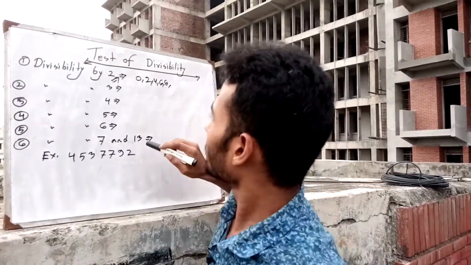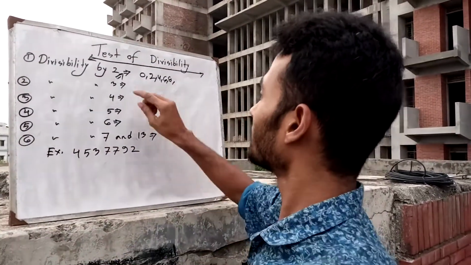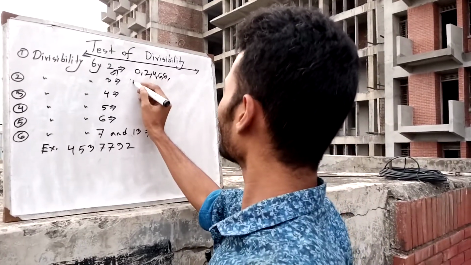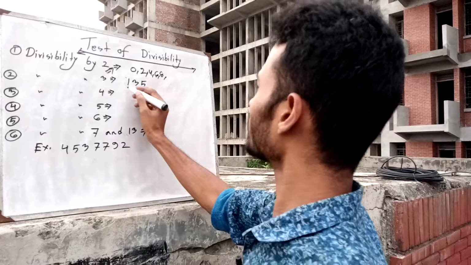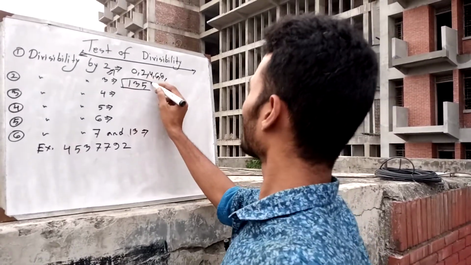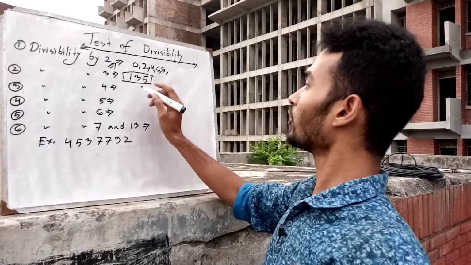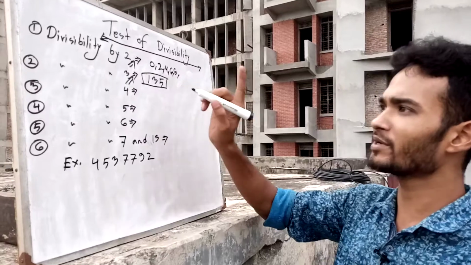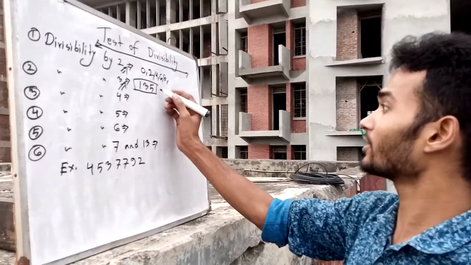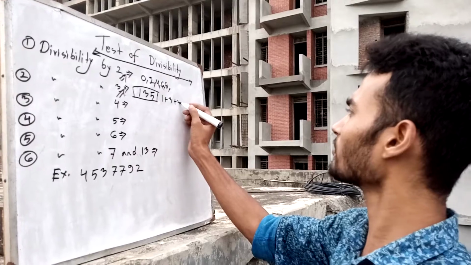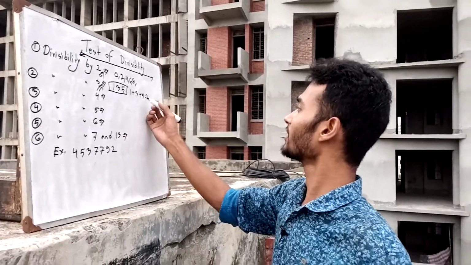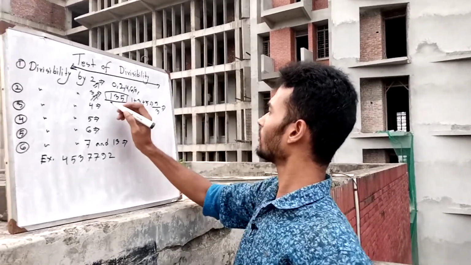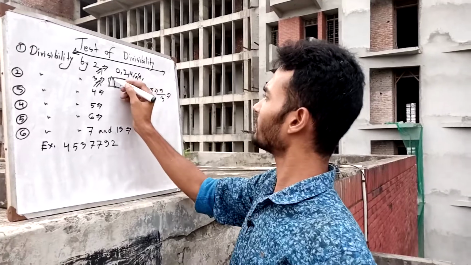Now, for the number which is divisible by 3 or not. Considering a number like 135. 135 is our number. When the sum of all the digits can be divided by 3, the number is called divisible by 3. Divisibility of 3: 1, 3, 5. The sum of 1, 3, 5 is 9. 9 can be divided by 3. So the number 135 can be divided by 3.